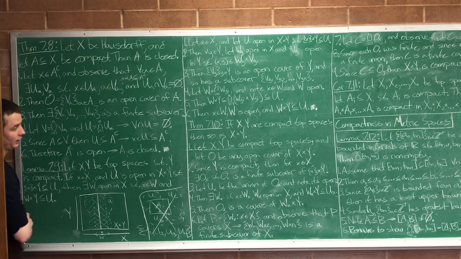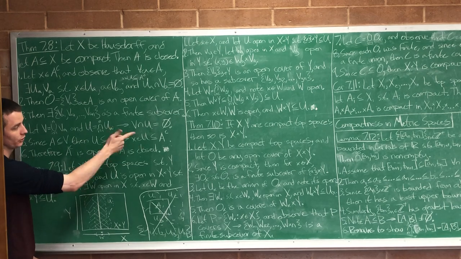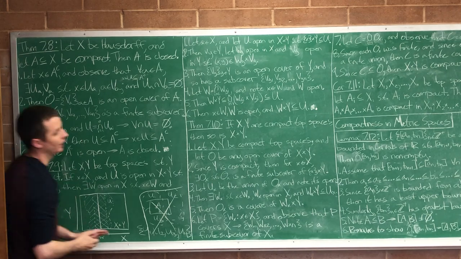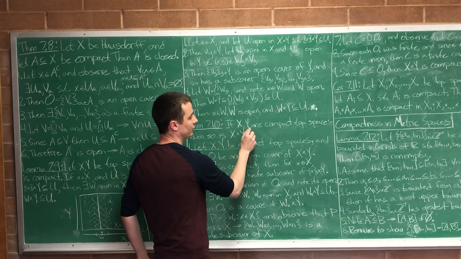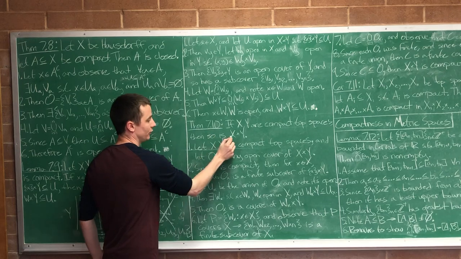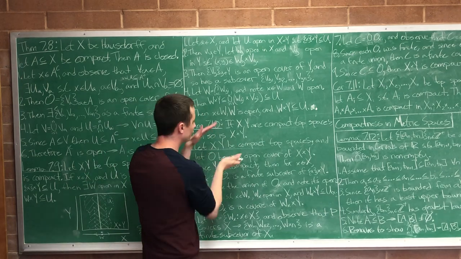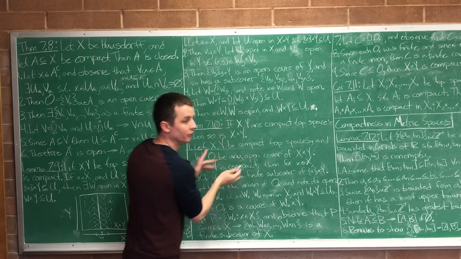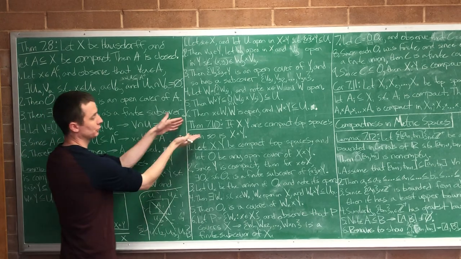It does seem strange. And it's just a lemma to help us with our main proof. This is just going to help us with the proof that if X and Y are compact topological spaces, then so is X cross Y, which is very useful to know. So this is just a side lemma to help us prove this main theorem.